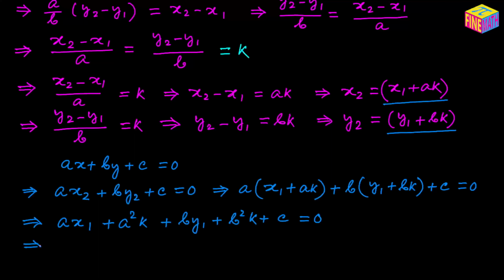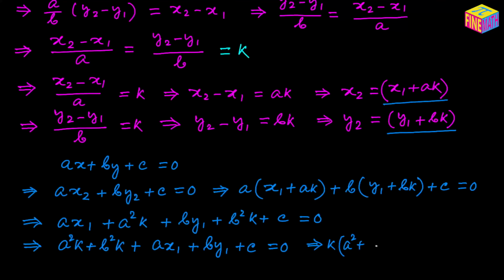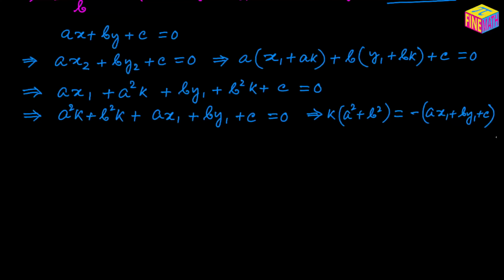And from here let's isolate the k terms first. So we have a²·k + b²·k plus we have a·x₁ + b·y₁ + c is equal to 0. And from here can we say that k times (a² + b²) is definitely equal to −(a·x₁ + b·y₁ + c). And from here we can say that k is equal to −(a·x₁ + b·y₁ + c) over (a² + b²).